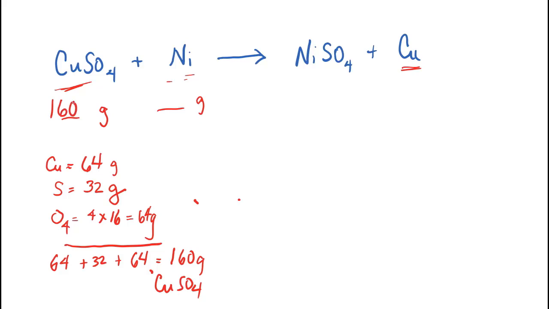Now let me use the nickel. Nickel's easy, it's just an element. Find its mass on the periodic table. I'm rounding to whole numbers. I recommend you do the same. It's plenty accurate. Nickel's 59 grams.